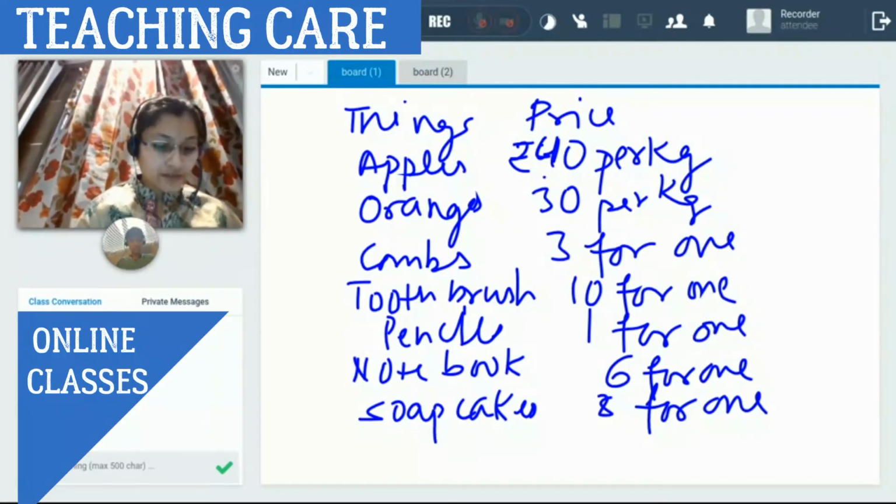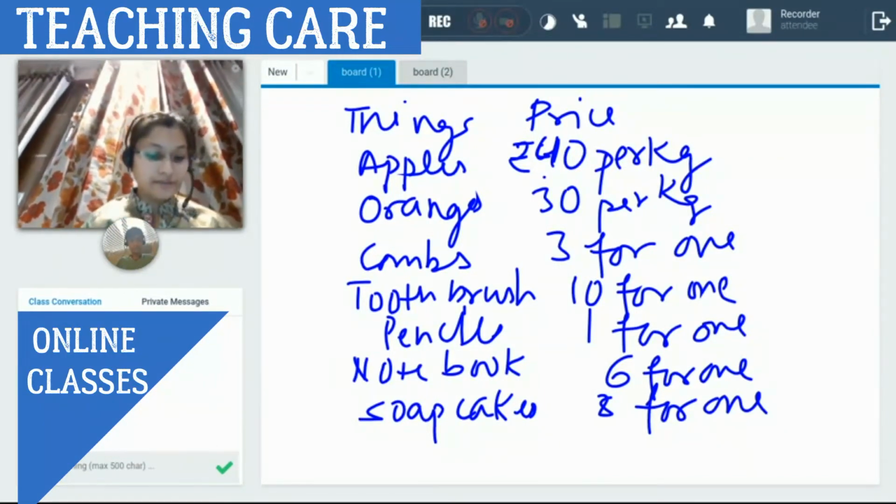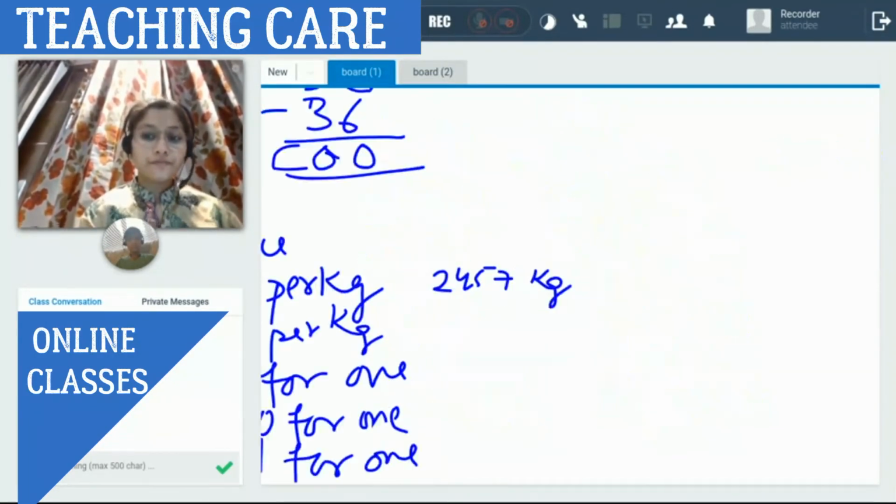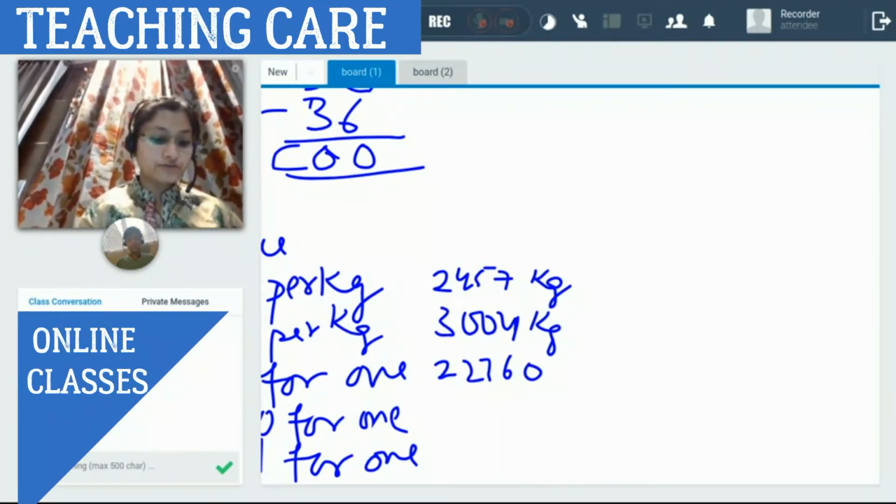Now the next column I am making is of sales. Sales during the last year means how much quantity has been sold in the last year of these items. We are not going to add them. This is the data given to us. Like apples sold last year were 2457 kgs. Oranges 3004 kg. Accordingly, we will find the solution for our questions.